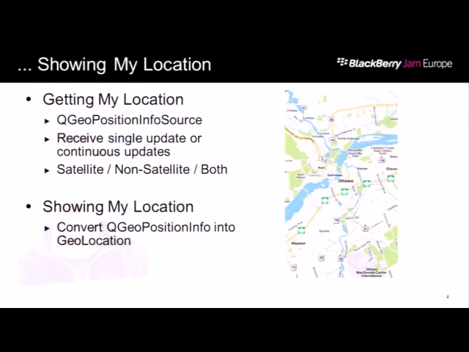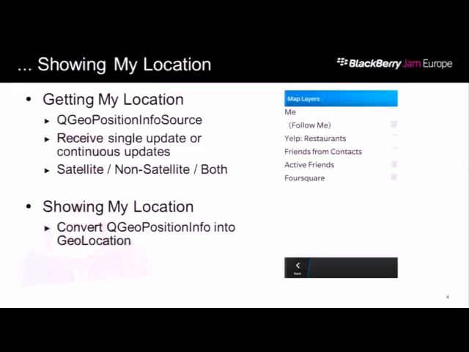How do I put that on a map? I've got my position, I need to put it on a map. It's relatively easy and straightforward to convert from one type into the data structure that we use for showing on a map. In my example application, I decided to create a series of layers for the types of information that I wish to put on. A layer allows me to show one set of information or remove it.